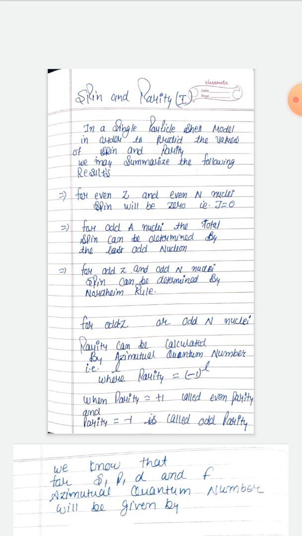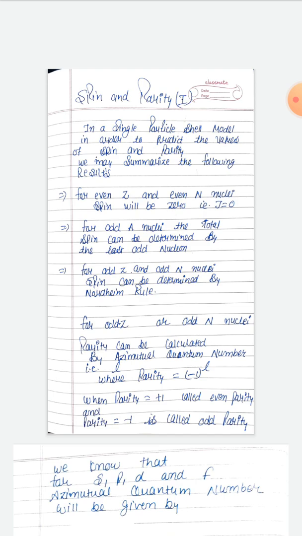Today we are going to discuss the spin and parity of a nucleus. If we know about the nuclear shell model, and how to write the configuration of the nuclear shell model, then we can easily calculate the spin and parity for any nucleus. If we talk about the single particle shell model, there are some results by which we can easily predict the value of spin and parity for different nuclei.